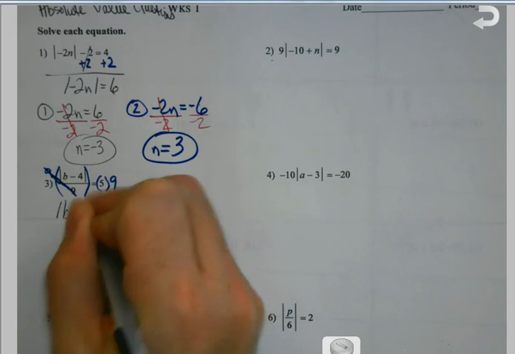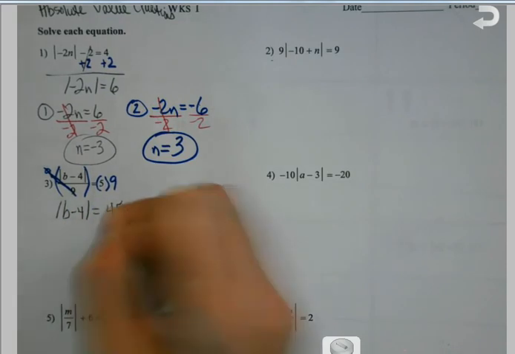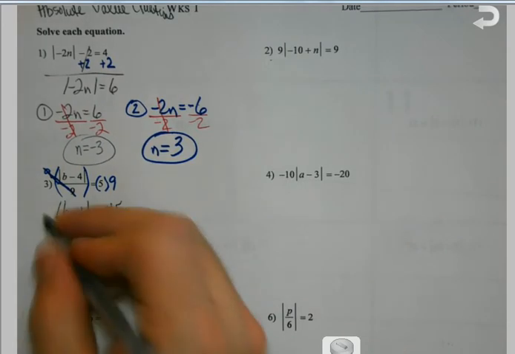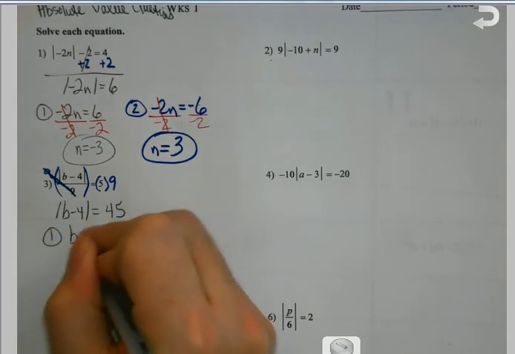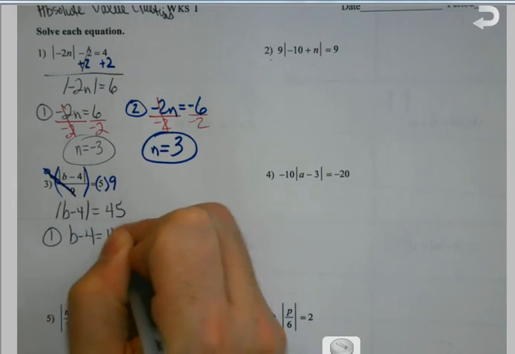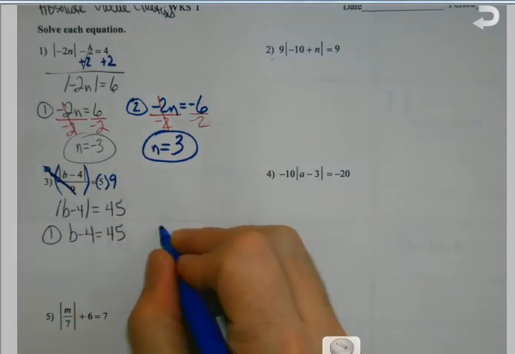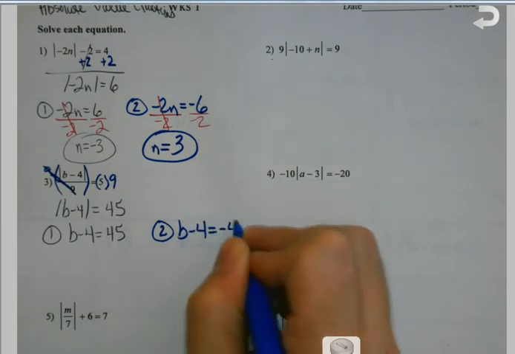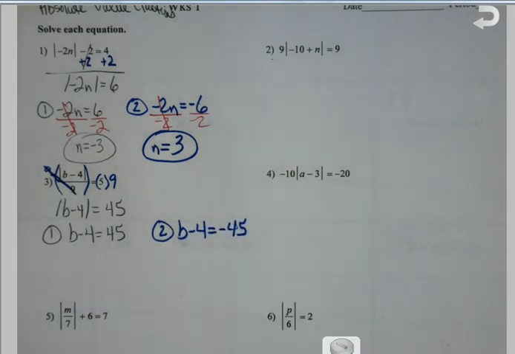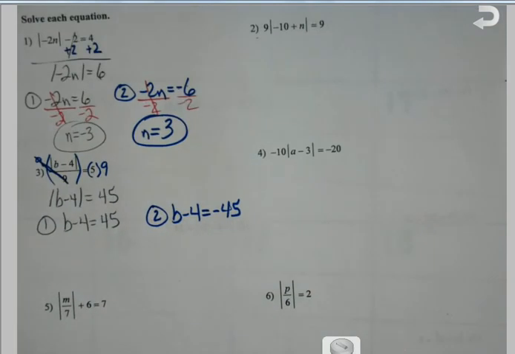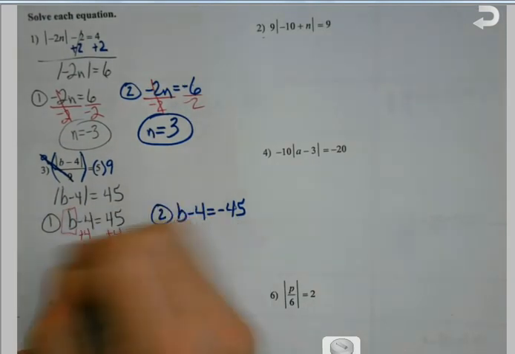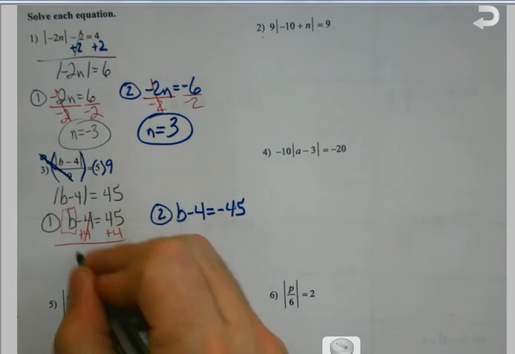So b minus 4 equals 45 because I multiplied the 5 by the 9. And now my bars are alone. I'm ready to split. And again, the only thing I do on the second one is change the answer to negative. So that's a pretty quick one-stepper. All I got to do to get my b alone is to add the 4 to that.